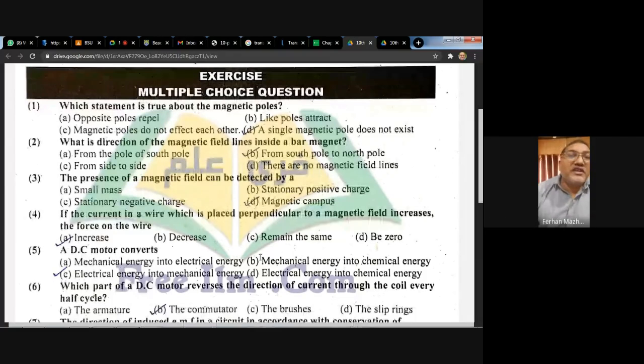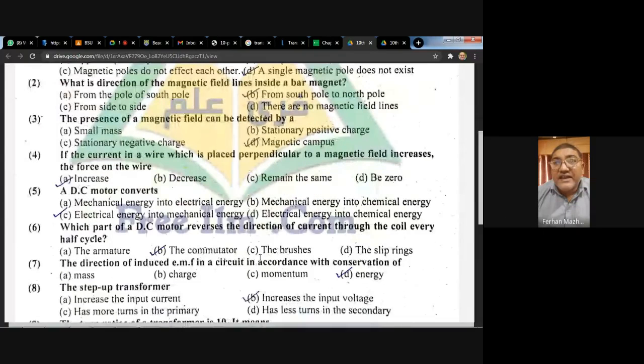The third question is: the presence of a magnetic field can be detected by, we have magnetic compass. With the help of the magnetic compass, we are able to tell the magnetic lines are here or not. The presence of a magnetic field can be detected by a small mass? No. Stationary positive charge? No. Stationary negative charge? No. Magnetic compass? Yes. So D is the right choice. So for question number 3, the choice is D.